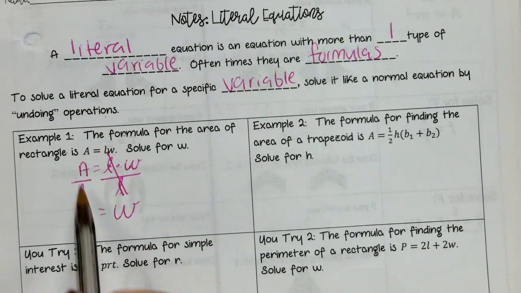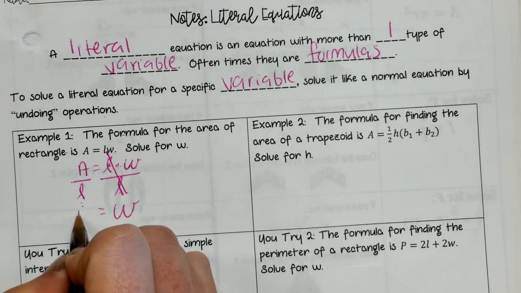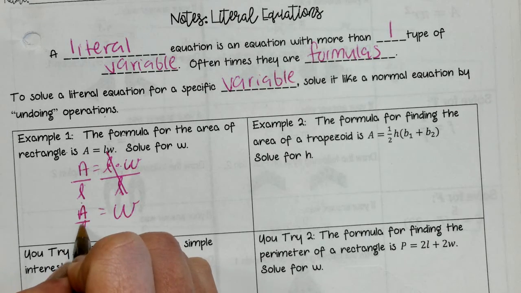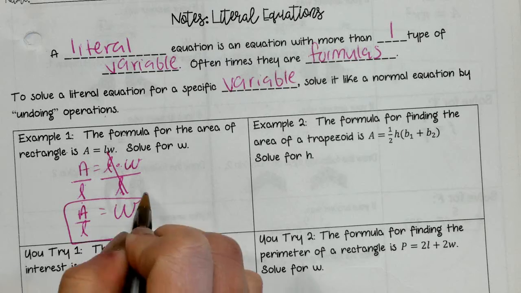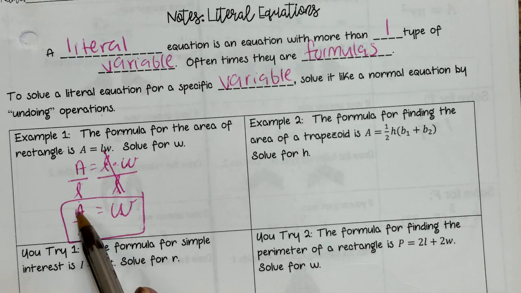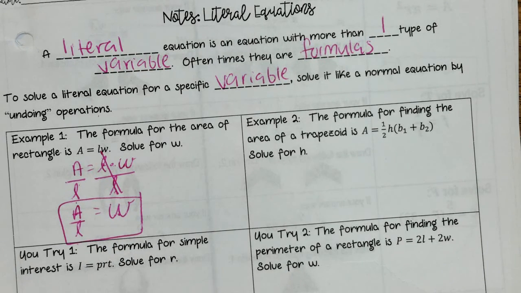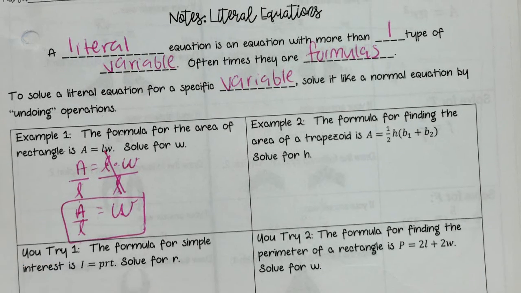And on this side, you just rewrite this. You don't do anything fancy. You just rewrite A over L. So your width equals your area divided by your length. W equals A over L. And this is your answer. You've just manipulated the equation so that W is on one side and those other variables are on the other side.